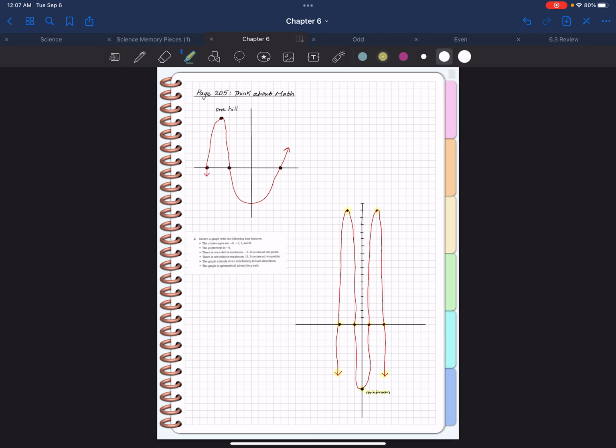And that is the end of page 206. So I will meet you back for page 207.